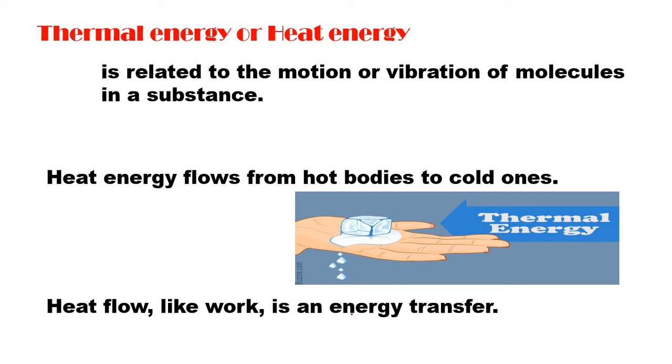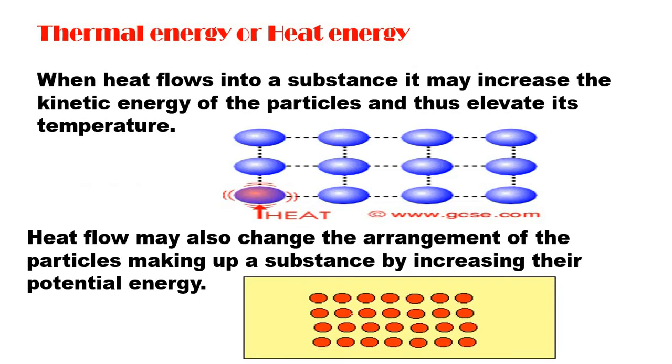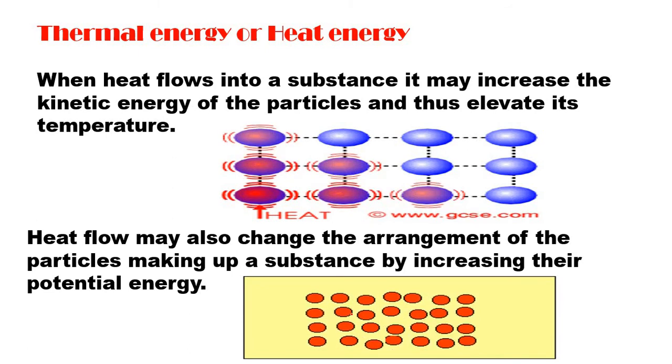When you put a piece of ice on your hand, the heat will transfer from your warm hand to the cold ice piece, causing it to melt. So heat will flow from higher temperature to lower temperature. When heat flows into a substance, it may increase the kinetic energy of the particles. That's why temperature is raised. So the reason temperature is raised during heat flow is because the particles themselves increase their kinetic energy.